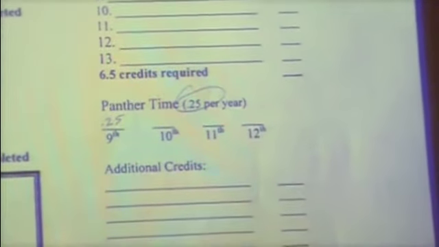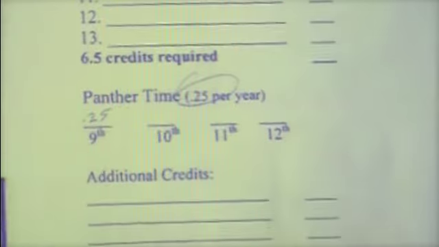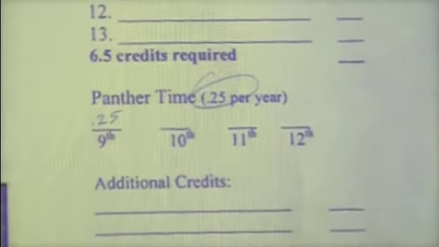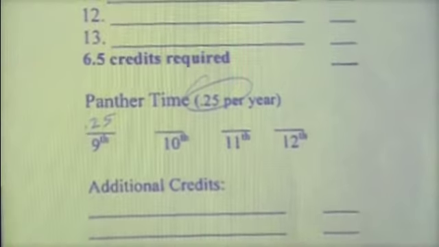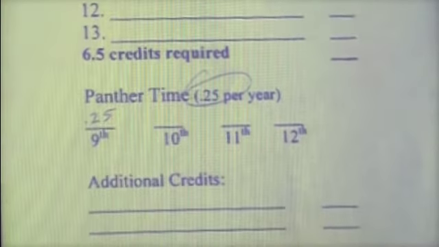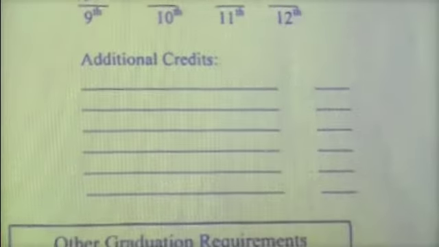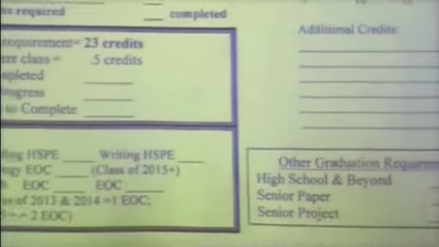You're going to see down there also is Panther Time. You will earn a 0.25 of Panther Time credit for an entire year. So if you pass the entire year, you'll get an S on your transcript, and that's where you'll add it. Some of you are going to get more credits than what it takes to graduate, and that's where those credits will go below. Now you're going to see a couple boxes down there.